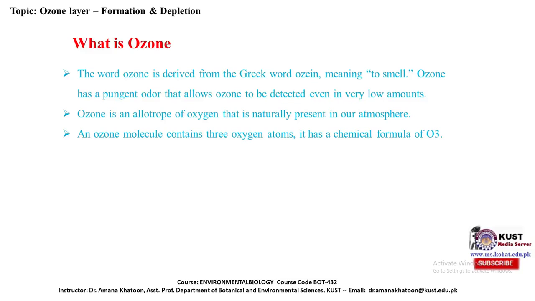What is ozone? The word ozone is derived from the Greek word ozine, meaning to smell. Ozone has a pungent odor that allows it to be detected even in very low amounts. Ozone is an allotrope of oxygen that is naturally present in our atmosphere, and chemically the ozone molecule contains 3 oxygen atoms. It has a chemical formula of O3. So dear students, this is the allotrope of oxygen with 3 oxygen atoms in one molecule.